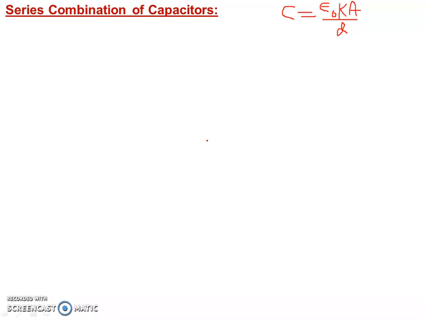Suppose we have three capacitors of different capacitances, right? These three capacitors C1, C2, C3 are their capacitances. So in series combination, the second terminal of the first capacitor should be connected to the first terminal of the second capacitor, and the second terminal of the second capacitor should be connected to the first terminal of the third, right? Now this is series combination. It means something is flowing through each capacitor in the same quantity.